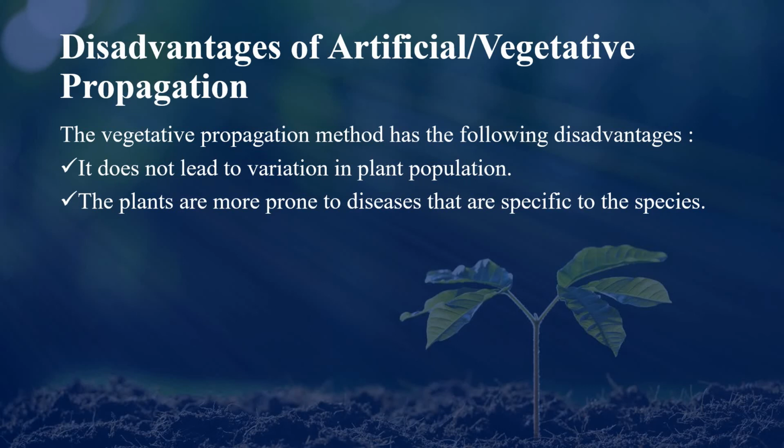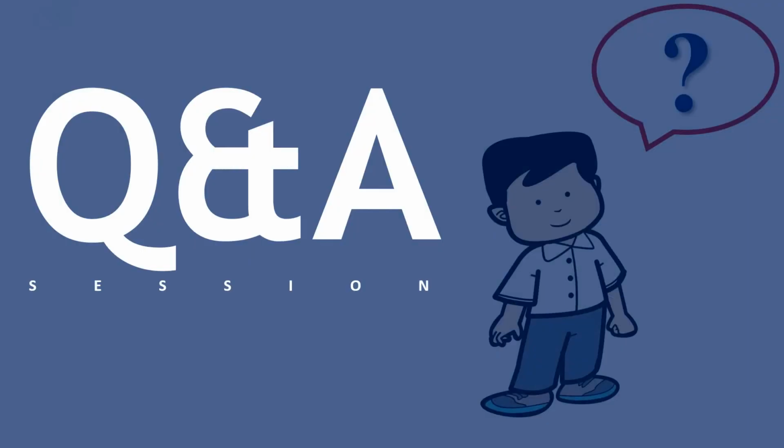So what are the disadvantages? Let us know. The vegetative propagation method has the following disadvantages. It does not lead to variation in the plant population, and the plants are more prone to diseases that are specific to the species. Now let us revise what we have learned today.